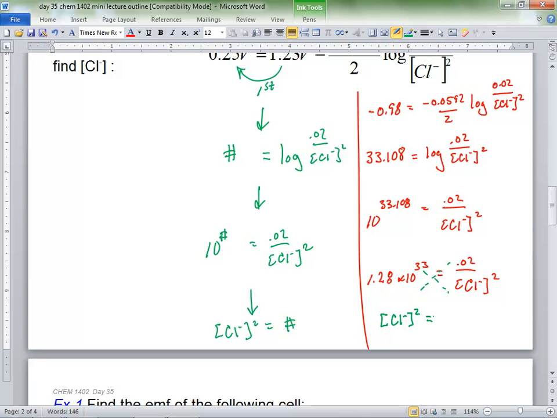0.02 divided by 1.56 times 10 to the 33. Last step, square root. 3.95, like it's 3.9 or something, or 4. Around 4 times 10 to the negative 18. Just depends on your rounding. Yeah, I just rounded it. Okay?